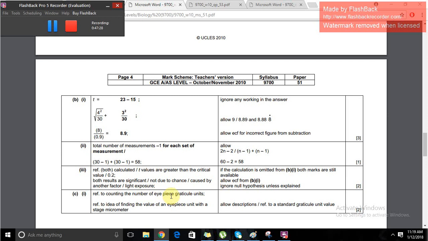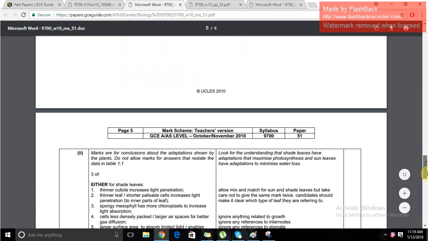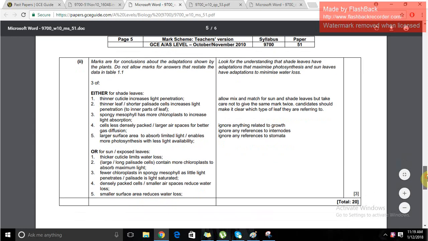Counting the number of eyepiece critical units. Finding the value of an eyepiece unit with a stage micrometer. Marks are for conclusions about the adaptations shown and not for restating what has already been concluded.